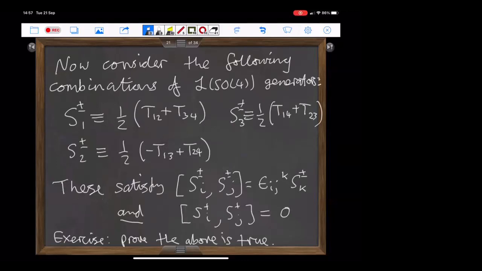So here now, I'm going to redefine the 6 generators into 3 that I'll call S plus with labels 1, 2, and 3, and 3 that I'll call S minus with labels 1, 2, and 3. So these are the combinations of generators which give you the 2 copies of the SU2 algebra.